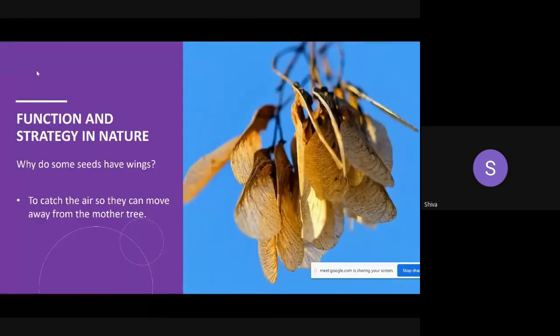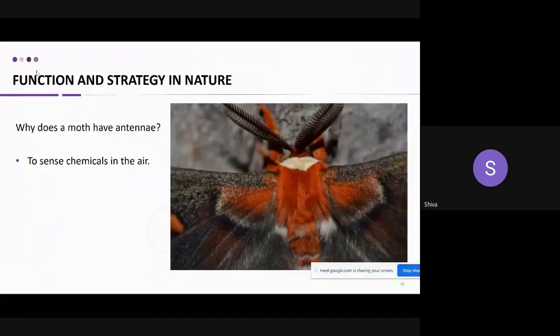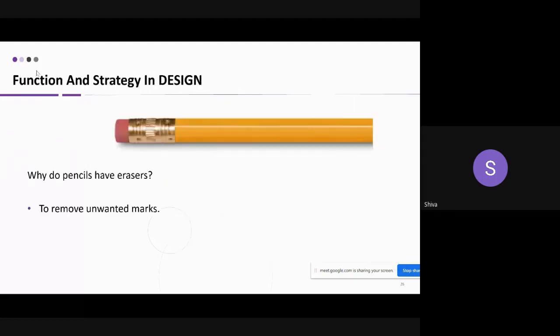So look at how nature is using technology, right? Why do some seeds have wings? To catch the air. Why does the moth have antennae? To sense chemicals in the air. And can you therefore build an antenna for sensing smell, for sensing a bomb, for sensing something? Why do pencils have erasers? That's what we do in design also, right? It's not as if only nature does this; we also do the same thing in design. I'm just talking about the parallels.